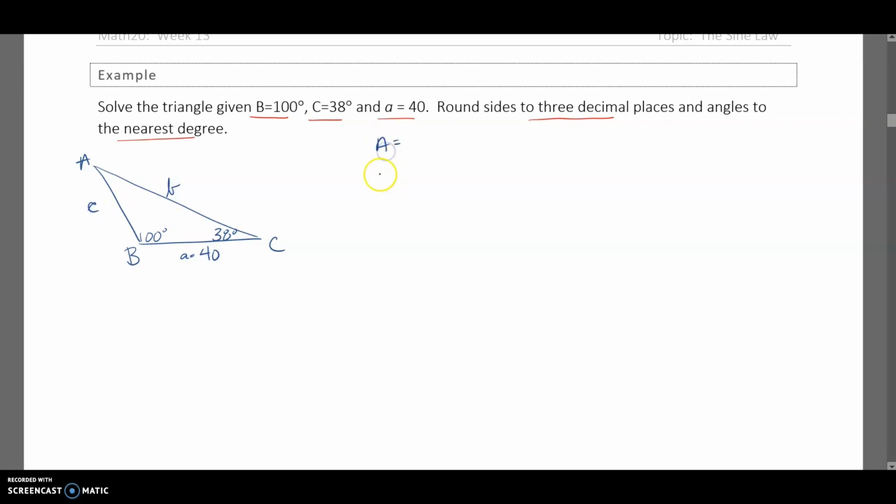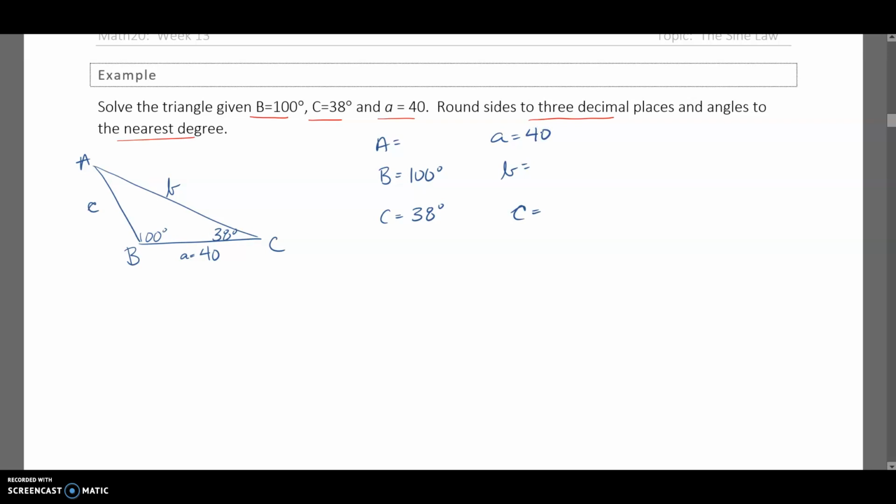I'll also set up my table for my answers. This also helps me organize my information, so as we learn more techniques for solving a triangle like the cosine law, I can see where to start. So angle B is 100 degrees, side B I don't know, angle C is 38 degrees, side C I don't know, and side A is 40.